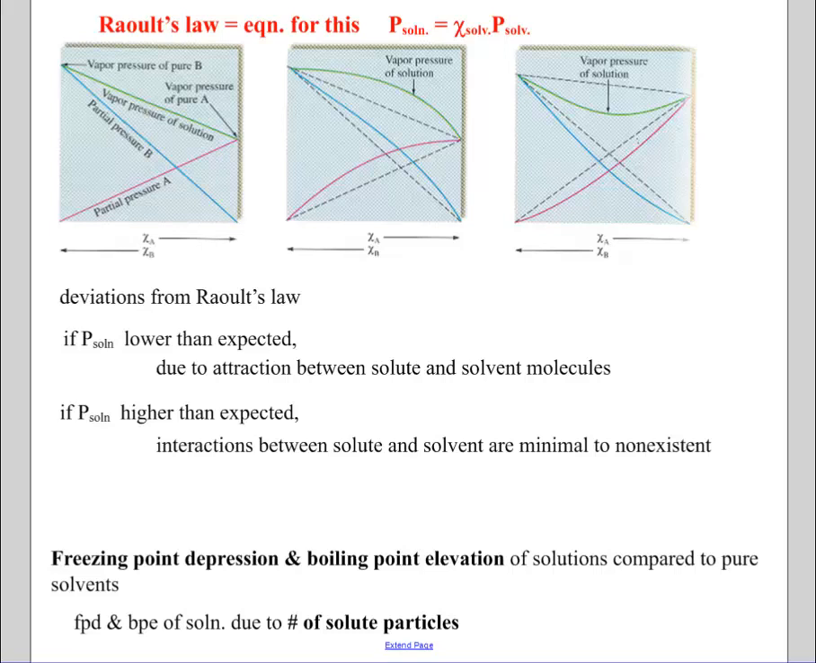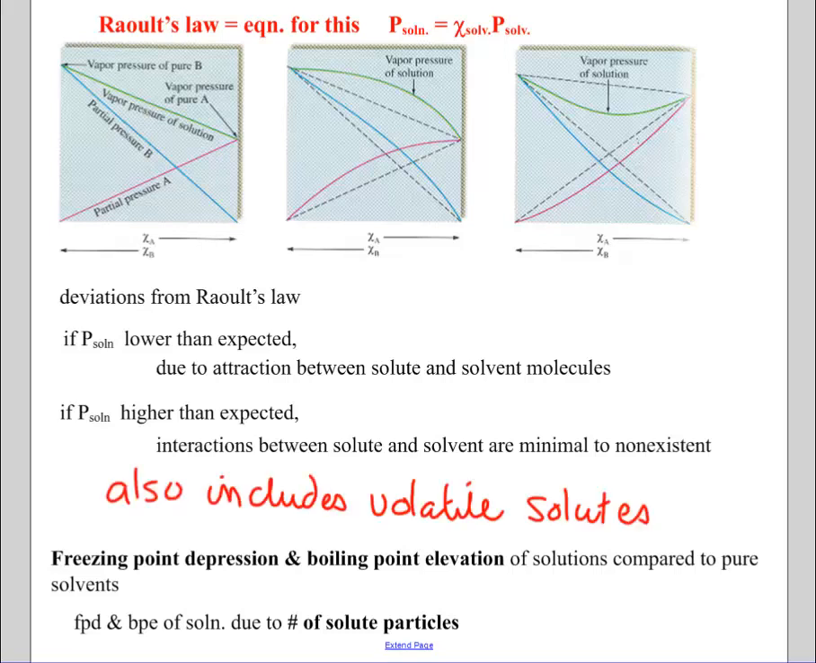If the vapor pressure of the solution is lower than expected, what that means is we have attraction between the solute and the solvent molecules, so probably polar solute, polar solvent, or we have an ionic solute and a polar solvent. So it's going to look like the far right-hand graph. If our vapor pressure is higher than expected, then what we have is really no interactions between the solute and the solvent. So we're probably looking at something that is relatively non-polar. And on top of that, we probably have something that is fairly volatile.